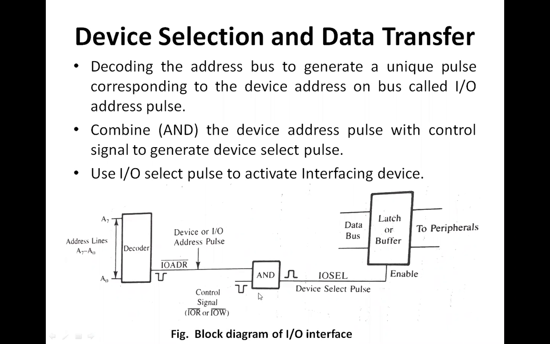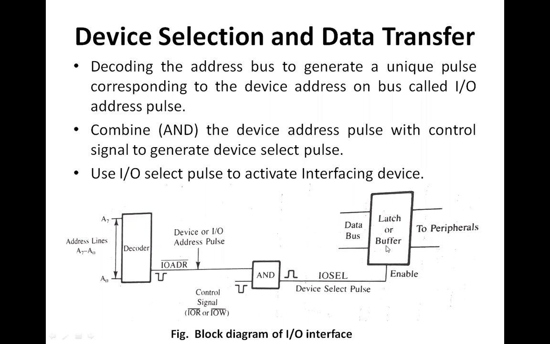If it is an input device, we will use IOR. If it is an output device, we will be using IOW. So this pulse is going to generate a device select pulse. Now this is the device or the input output address pulse which is generated by the decoder. Here we are going to combine this address pulse along with the control signal, and it is being ANDed together to generate a device select pulse. And this device select pulse is going to enable the output latch or the input buffer.